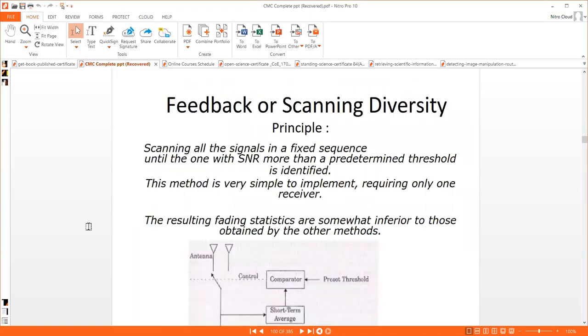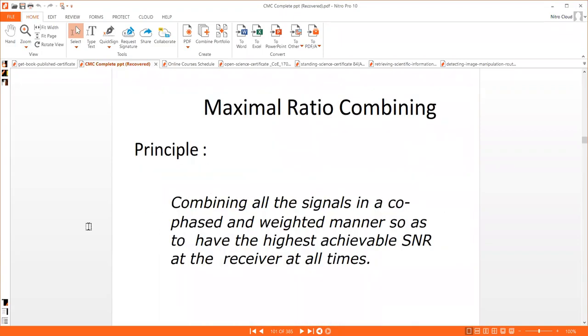Next one is what we call scanning diversity, or another name, feedback or scanning diversity. Now, what is meant by feedback or scanning diversity? The principle behind it is that it will scan all the signals in a fixed sequence. You can see its diagram here.